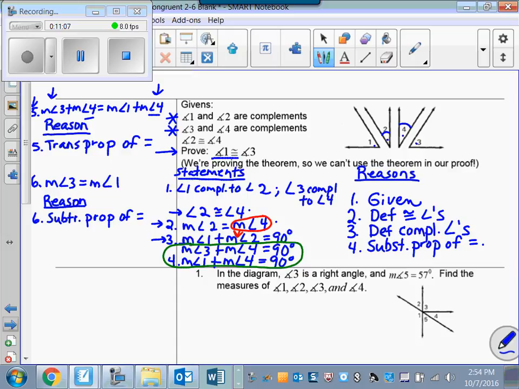And then finally, you see, I'm almost there. This is what I'm trying to prove. I almost have it, but what I actually have is equality, so I just have to change it now. I have to change it to congruence. So angle 3 is congruent to angle 1.